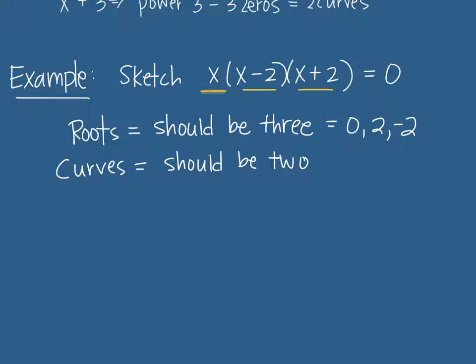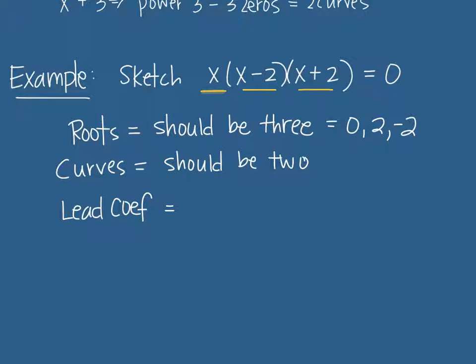And so we are going to sketch this. We've got 3 roots, we have 2 curves. I want to know about the leading coefficient. Now, how can you tell the leading coefficient if it's not all foiled out? Well, you've got to fast forward in your brain to what the result of the FOIL would be.